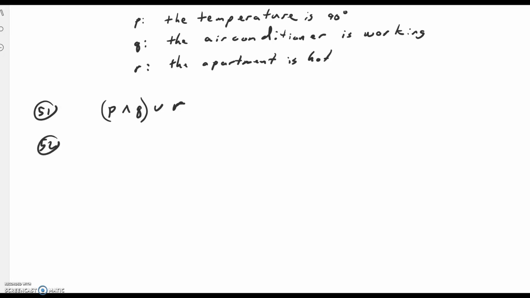Problem 52, if the temperature is 90, so that's if P, then the air conditioner is working or the apartment is not hot. The air conditioner is working, that's Q. Or the apartment is not hot, that's not R. So if P, then this OR statement. I think the compound statements in the OR need to be in parentheses here.